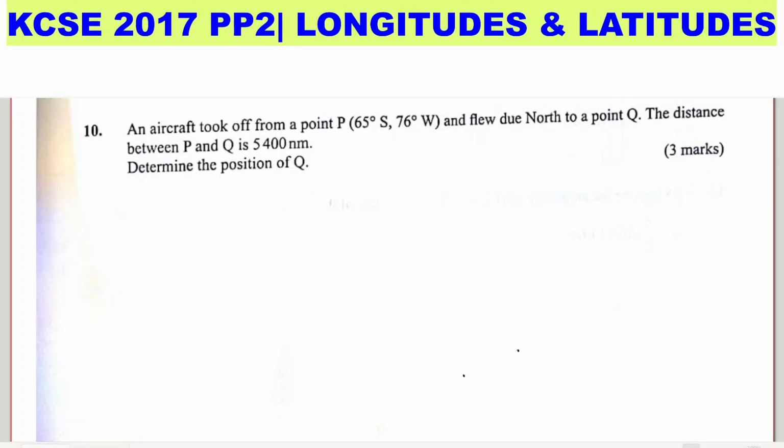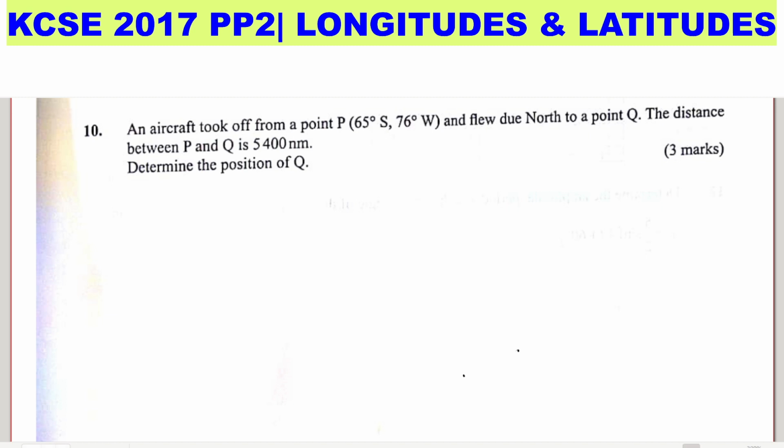Longitudes and Latitudes, KCSE 2017, Paper 2, question number 10. An aircraft took off from a point P, 65 degrees south, 76 degrees west, and flew due north to a point Q. The distance between P and Q is 5,400 nautical miles. Determine the position of Q.